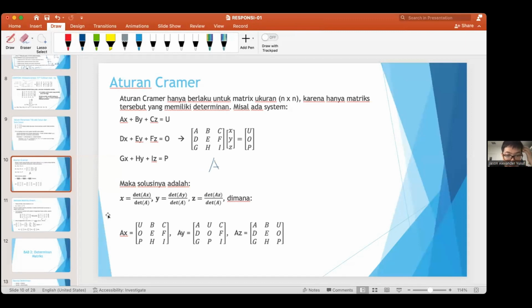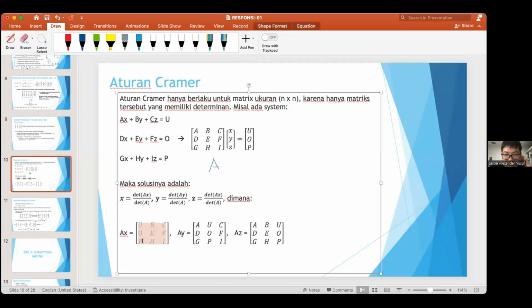Basically matrix A. However, we put it in the position of X, Y, and Z. The position of UOP in X, Y, and Z. So if you look at AX, the X column, it's not ADG, but rather UOP, which is our solution matrix. Okay. And then you get the value.